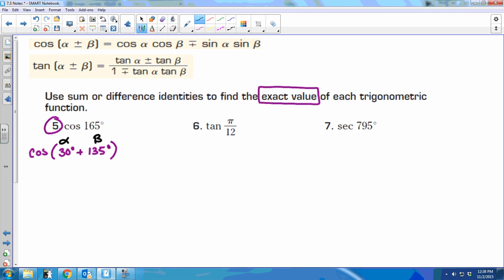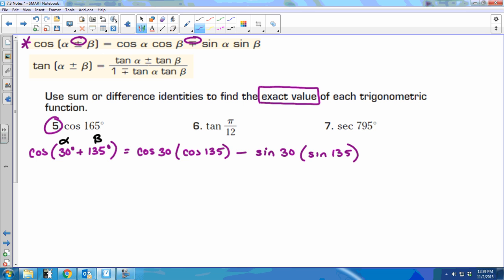So I have my alpha, my beta, or my x, my y, whatever you're using. And I have this identity. So I'm just going to fill in the identity. So it equals cosine of alpha, that's 30, times cosine of beta, which is 135. I follow the symbols. I'm doing addition. That's on the top, so I'm using the symbol on the top and the middle, so that's minus. Sine of 30 times the sine of 135. All I did was fill everything into the formula.